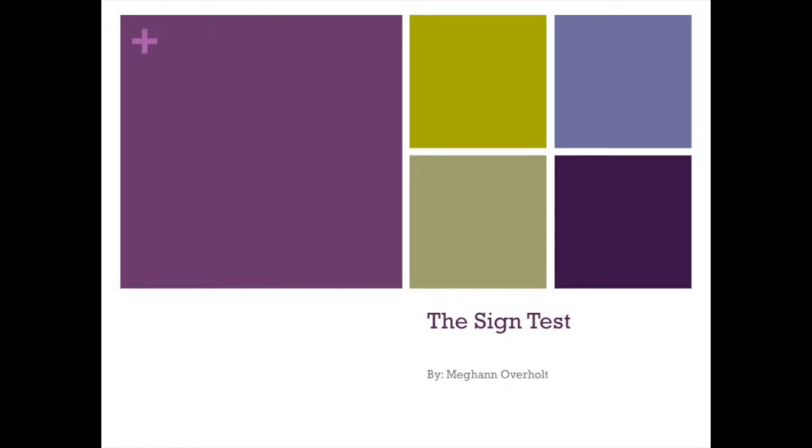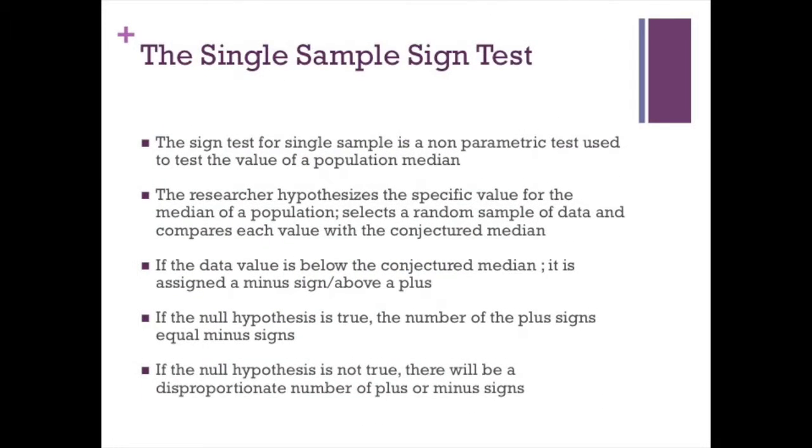The first non-parametric statistical test we will be discussing is the simplest, the sign test. The sign test for a single sample is a non-parametric test used to test the value of a population median. When using the sign test, the researcher hypothesizes the specific value for the median of a population, then selects a random sample of data and compares with the conjectured median.